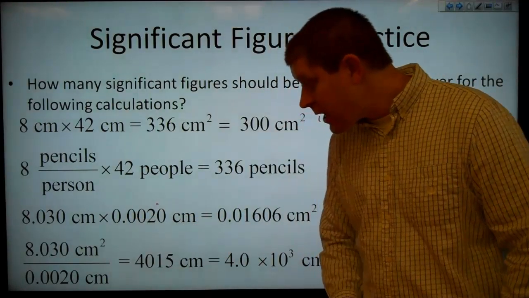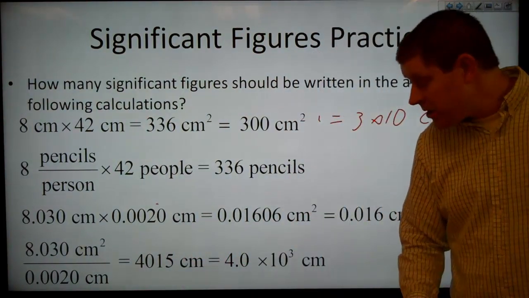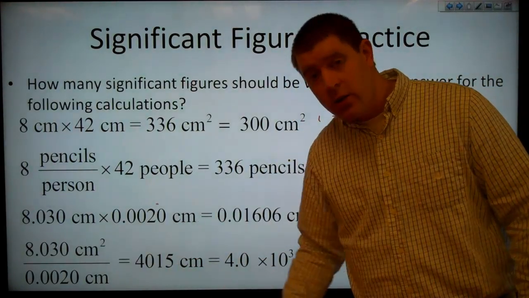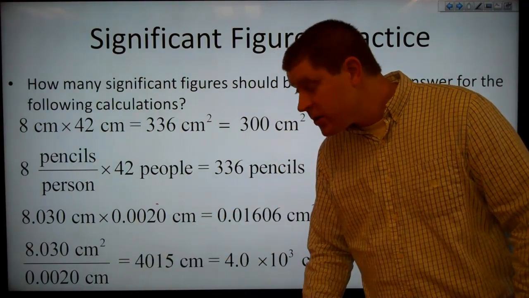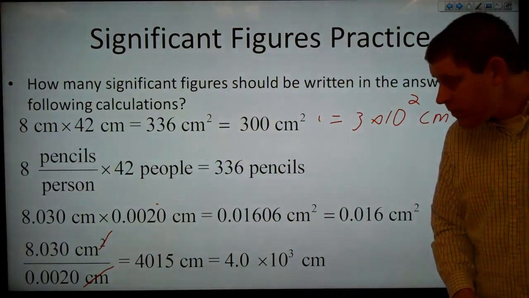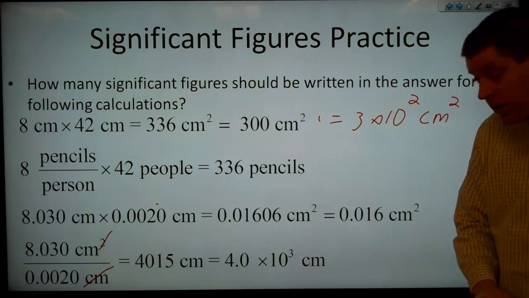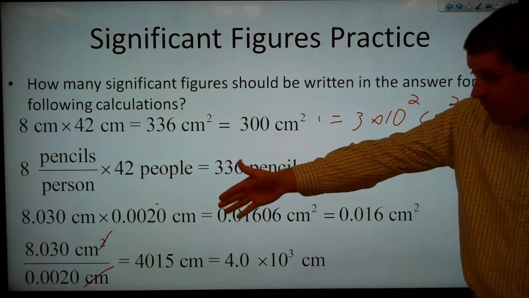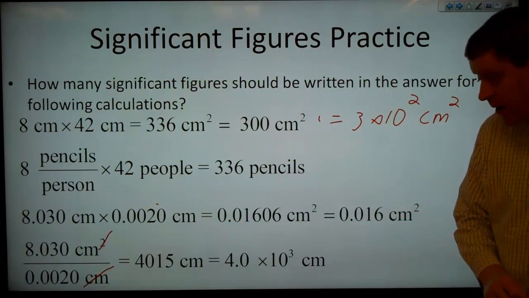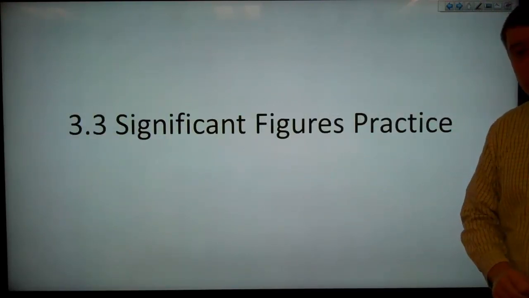If we're dividing our numbers instead, we still do essentially the same thing. Our answer will be different, 4,015 centimeters. Again, note that I've changed the unit here, so we have centimeters squared divided by centimeters, so that one of our 2 centimeters on top cancels. And so now we have 8.030 divided by 0.0020. We have 4 sig figs on top, 2 sig figs on the bottom, so our answer can have 2 sig figs, so 4.0 times 10 to the 3 centimeters. That was Significant Figures Practice.